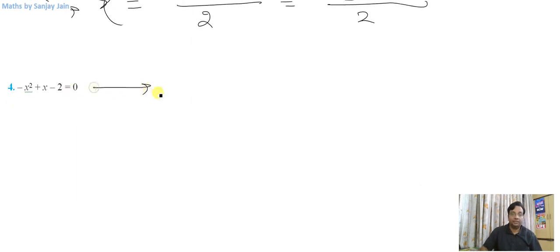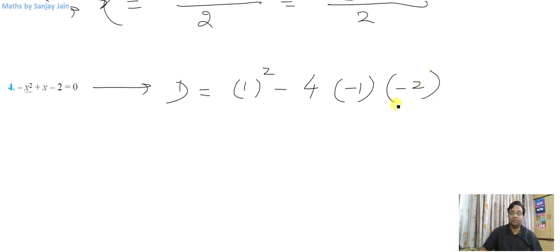Now in this, the discriminant will be equal to b squared minus 4 into a, that is minus 1, and c, that is minus 2. So 1 minus, this is minus minus plus, so it will be 2 into 4, that is 8. So 1 minus 8 is minus 7.